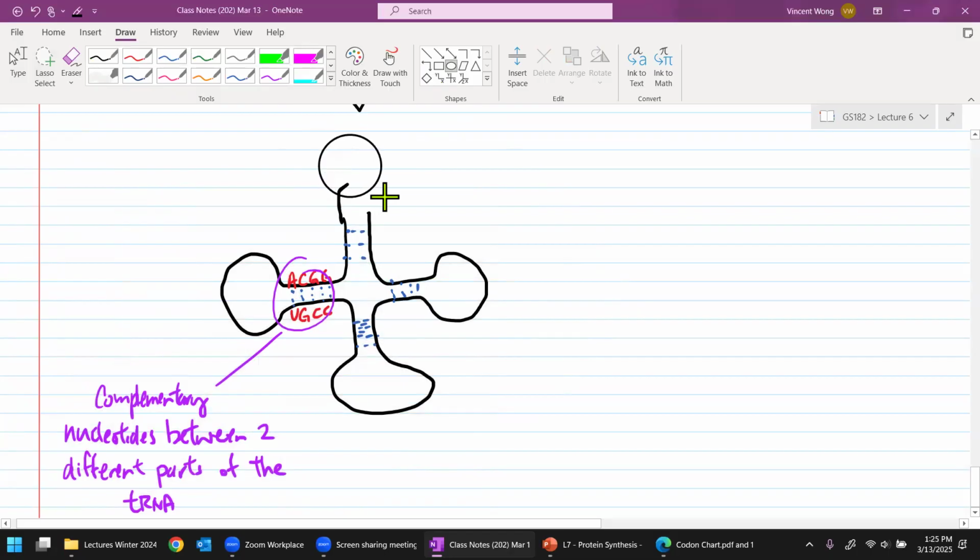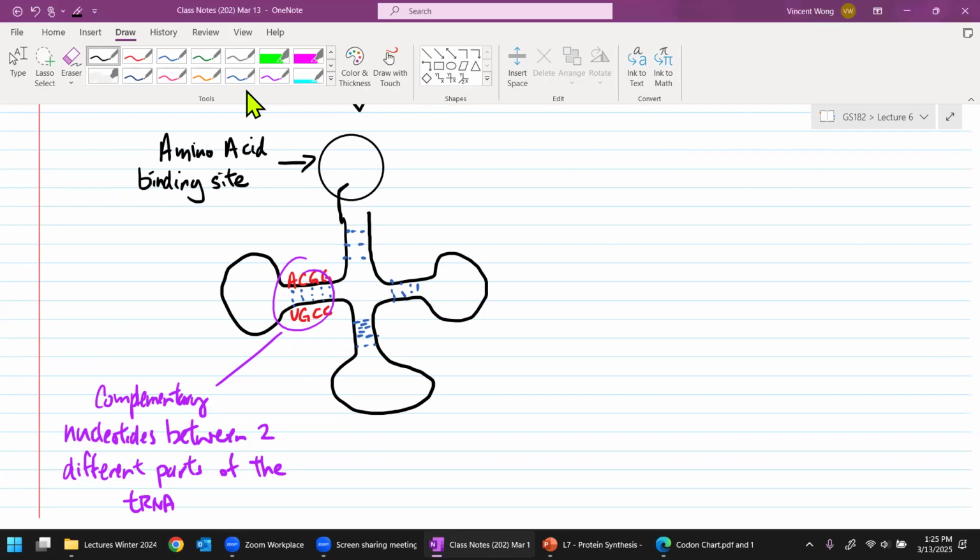Now over here, this is going to be the amino acid binding site. This thing is the amino acid.